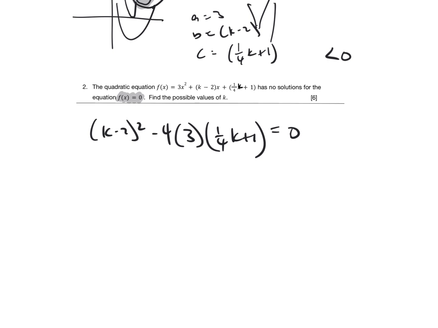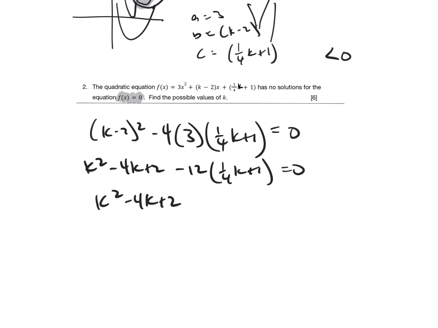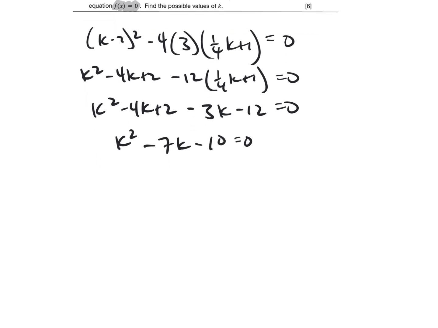If I solve this equation now, I have to expand it out. I get k squared minus 4k plus 4 minus 12 times (1/4 k plus 1) equals 0. So k squared minus 4k plus 4. Distributing that negative 12, I get negative 3k, subtract 12. And then I have k squared minus 7k minus 8 is 0. And I'm going to factor this, which we've been working on.